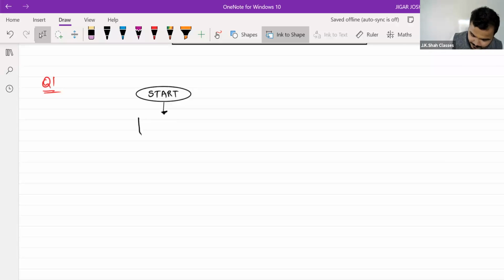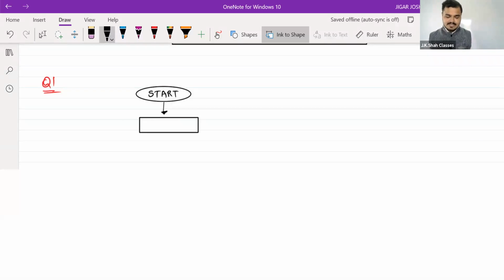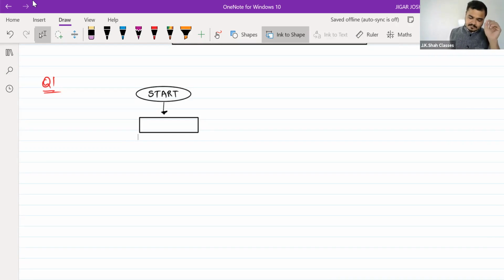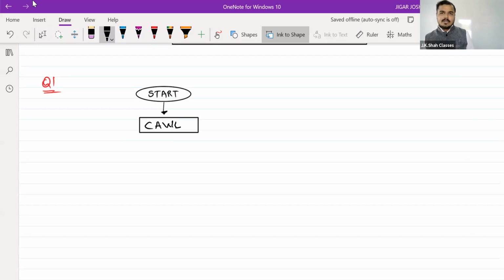Now, I want to delete the previous data, so it is one type of process only. So what do we need to use, sir? We need to use a rectangle box, because it is a process, and a process is always indicated, my dear chartered, in the rectangle box only. Understood? A very small command I am going to write down: CAWL. Sir, what is CAWL? CAWL refers to, my dear chartered, clear all working location.